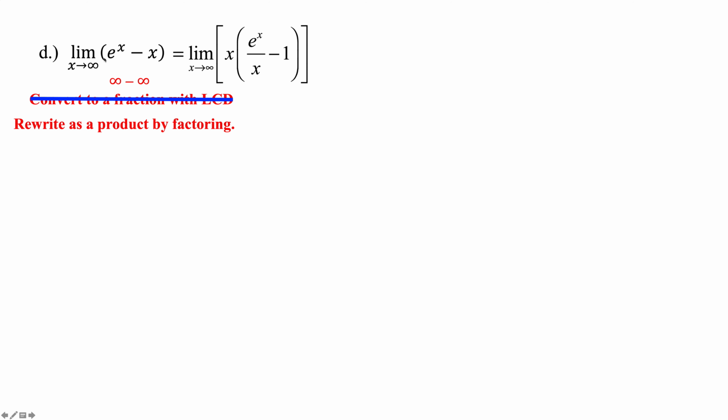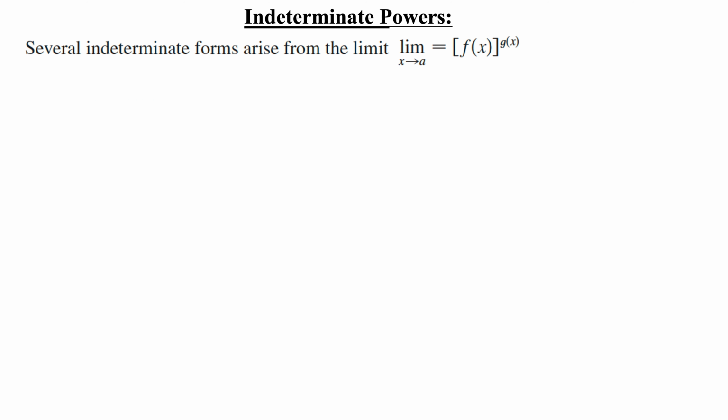So I'm going to treat this like x e to the x over x. So that's why this x is in the denominator here. So now I have infinity times infinity over infinity minus 1. So that's infinity times infinity, which equals infinity. And we're done. We found the limit. We did not have to use any L'Hopital's rules here.